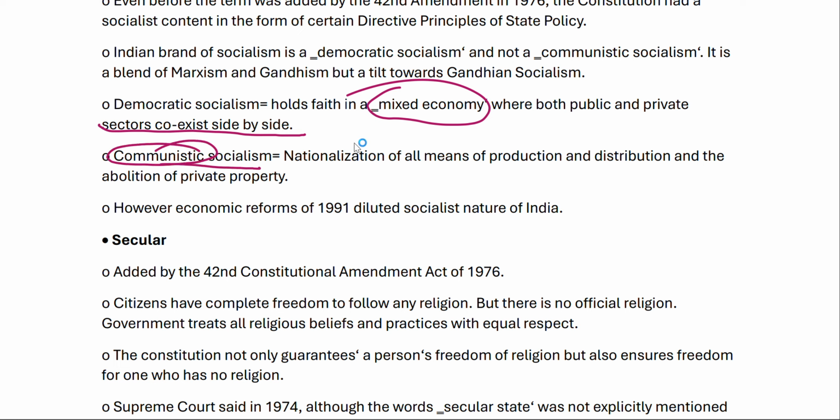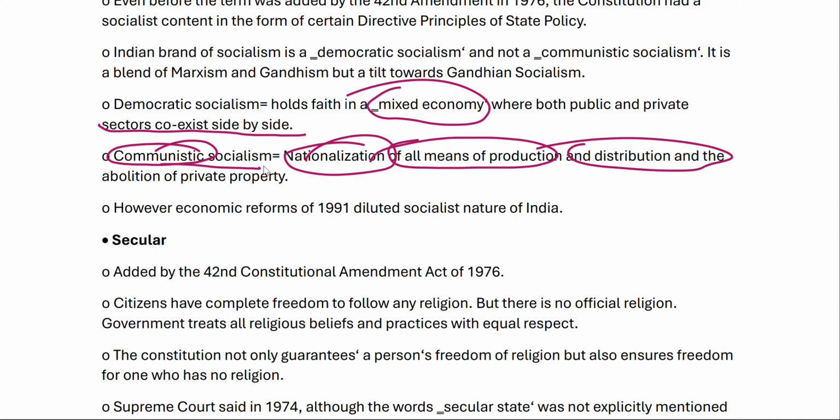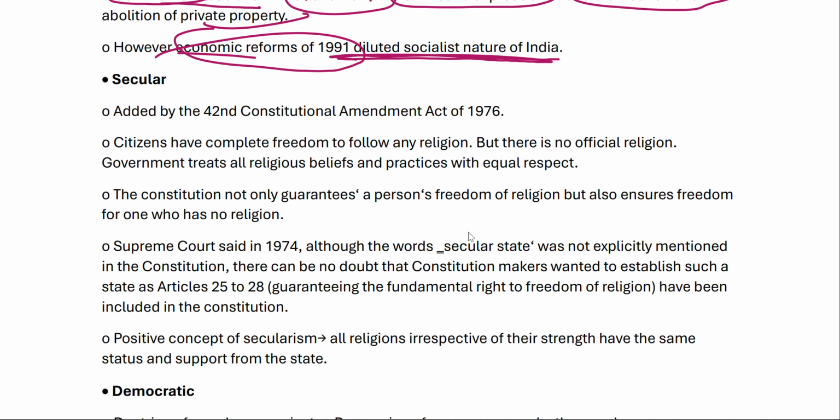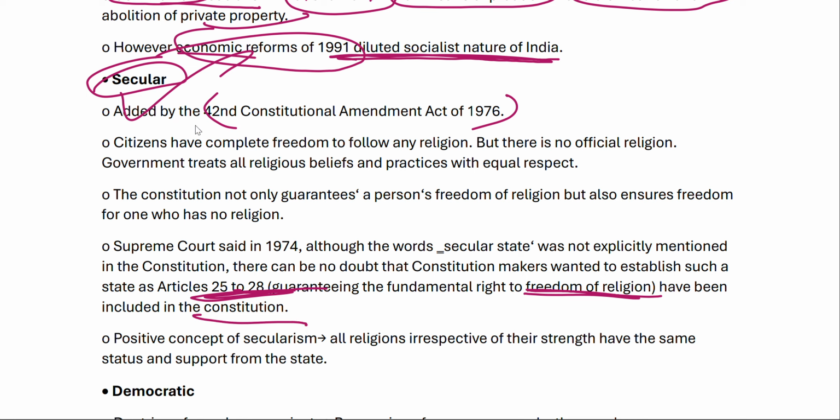Communistic socialism is the nationalization of all the means of production and distribution, or the abolition of private property. However, the economic reforms of 1991 diluted the socialistic nature of India. Now, secular is also added by the 42nd Constitutional Amendment Act. Even before this term was added, secularism was present in the form of the right to freedom of religion in Articles 25 to 28 included in the Constitution.